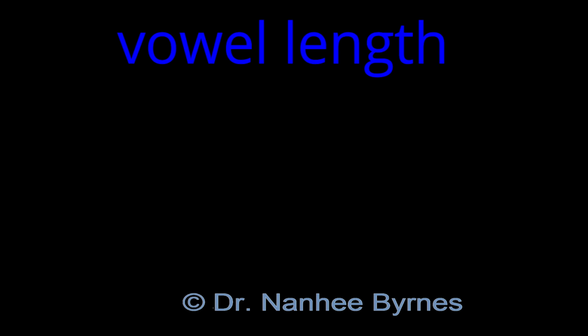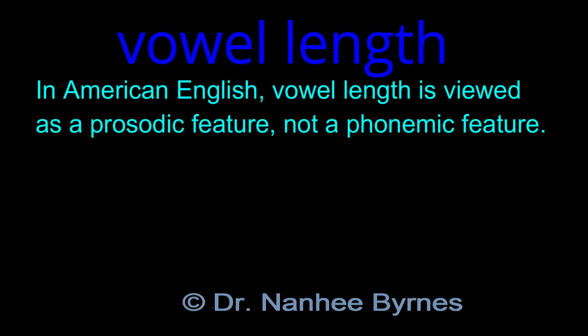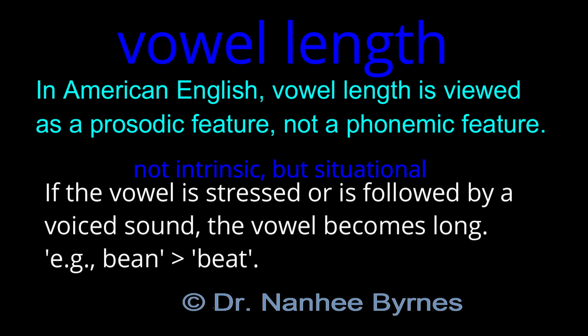Third, in American English, vowel length is viewed as a prosodic feature, not a phonemic feature. That is, the length of a vowel sound is not viewed as an intrinsic feature of a vowel phoneme sound. Rather, how long we should hold a vowel sound is determined by such factors as whether the stress lies on the vowel or not, and whether it is followed by a voiced sound or not. If the vowel is stressed, or if it is followed by a voiced sound, the vowel sound becomes long. So for example, bean is longer than bit.